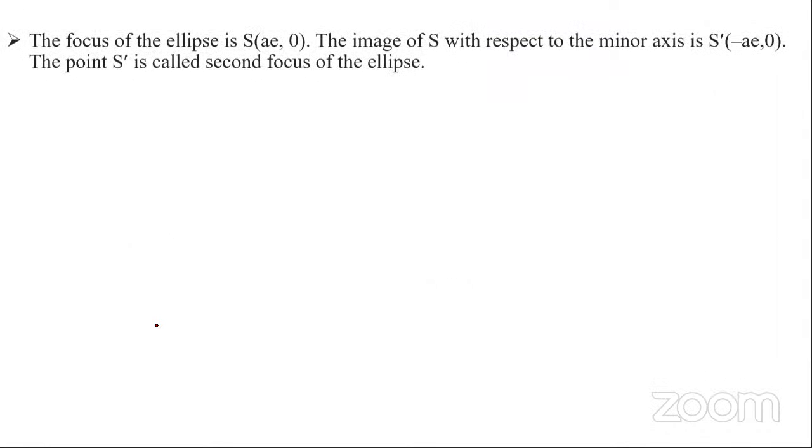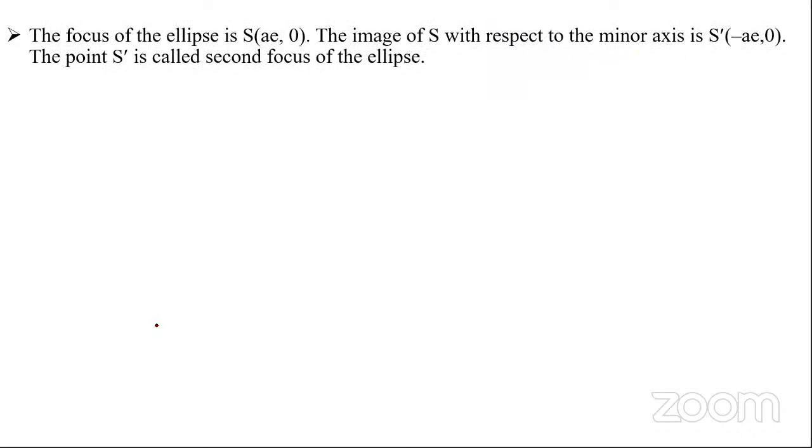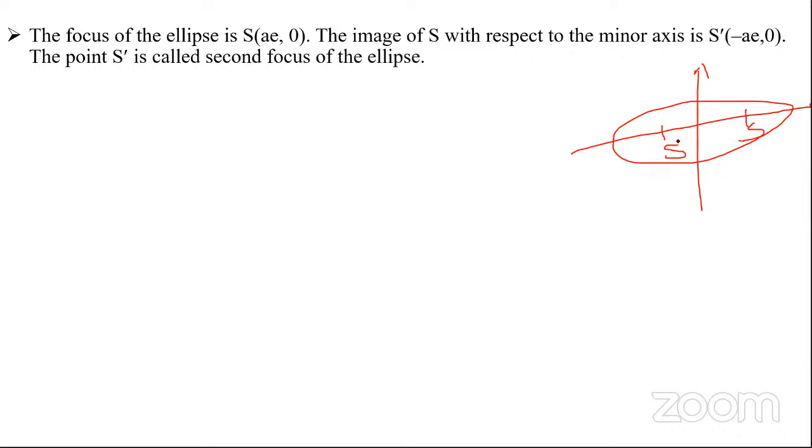Next, the focus of the ellipse. The focus of the ellipse is S, a comma 0, as we proved in the standard form. The image of S with respect to the minor axis, which is the image line, gives the same distance, that is S dash. S lies on the positive x-axis and S dash lies on the negative x-axis. If S is a comma 0, then S dash is minus a comma 0. S dash is called the second focus of the ellipse.